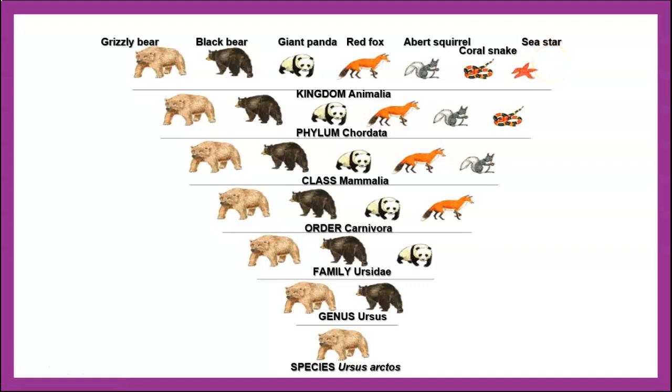Okay, we can break the kingdom down into several groups called phyla. A phylum is a group where they share some very important characteristics with other members of that group. So the phylum we're going to look at is phylum Chordata. Phylum Chordata members have a backbone and spinal cord and a couple of other characteristics that we'll talk about later on. And so all of the bears and the fox and the squirrel and the snake all have backbones, but a sea star does not. So that's going to eliminate sea star from that particular category. Sea stars belong to another category called Echinodermata.